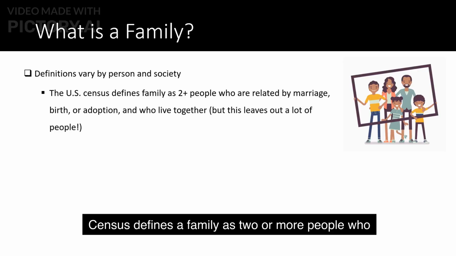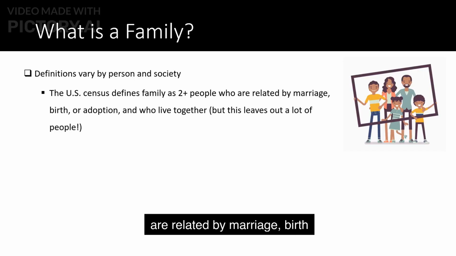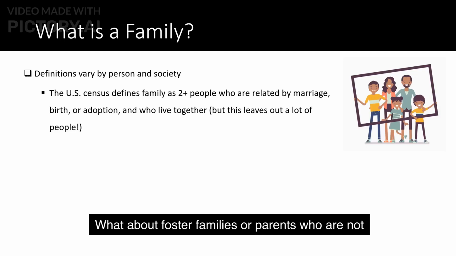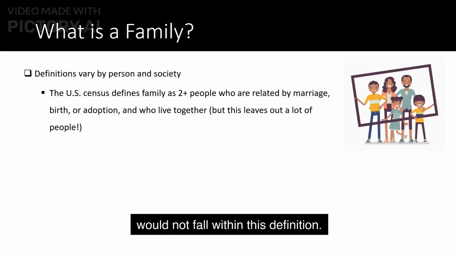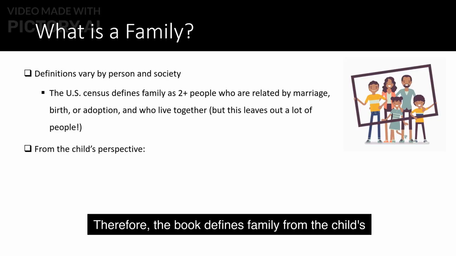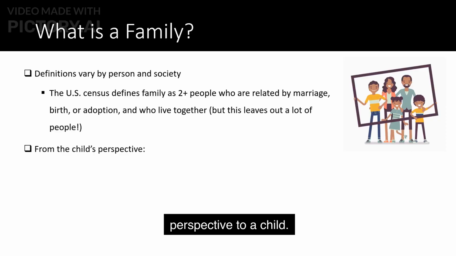The U.S. Census defines a family as two or more people who are related by marriage, birth, or adoption, and who live together. The problem, though, is that this leaves out a lot of people. What about foster families, or parents who are not married? And until 2015, gay couples raising children would not fall within this definition. Therefore, the book defines family from the child's perspective.